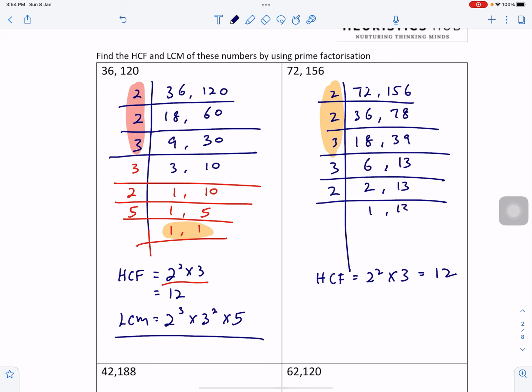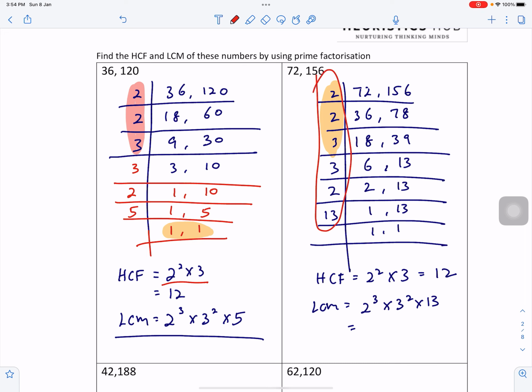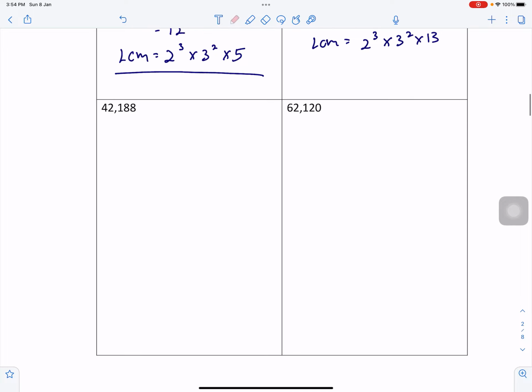Divide by 2 and divide by 13. So the LCM is equal to 2 to the power of 3 times 3 to the power of 2 times 13. Because you need to include everything inside here, including the HCF. All right, so this is what we covered yesterday. I will not come out with the answer, because you can use a calculator. Let's move on to the next one.